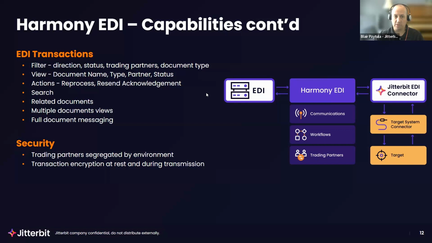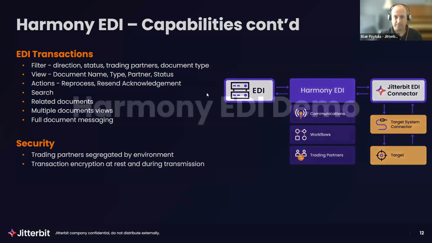And then from a security point of view, trading partners are segregated by environment. So every environment will have its own set of trading partners. Of course, you could have the same set of trading partners in multiple environments if that's how you want to break things out for testing purposes. And also all the transactions are encrypted at rest during transmission. So a highly secure transmission method as well. And everything's covered under that Harmony umbrella.